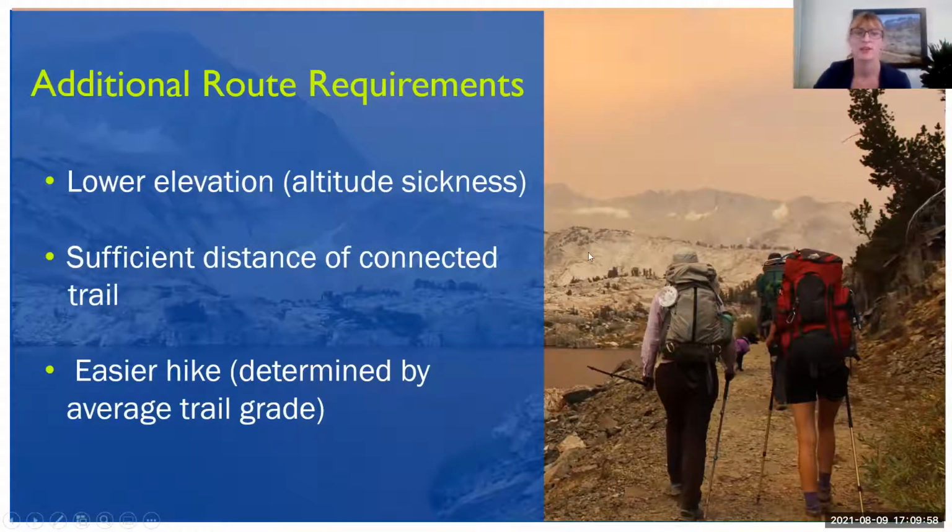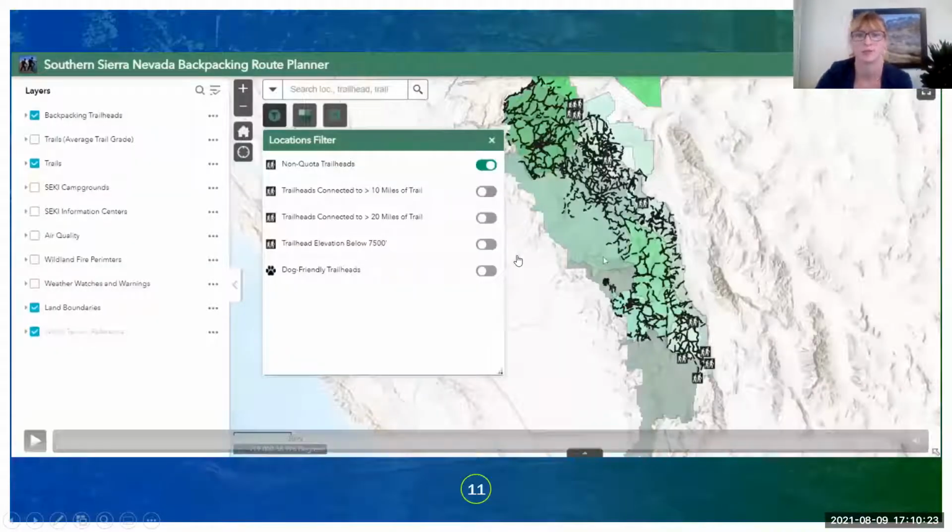You also need to find an area that's sufficient connected trail distance. A few of the trailheads are only linked to say 5 miles of trail. So because you're going for multiple nights, you want to find a route that's at least 20 miles. And lastly, you want to find a little bit of an easier hike, and you can determine the level of difficulty by viewing my average trail grade layer, which I'll show you.